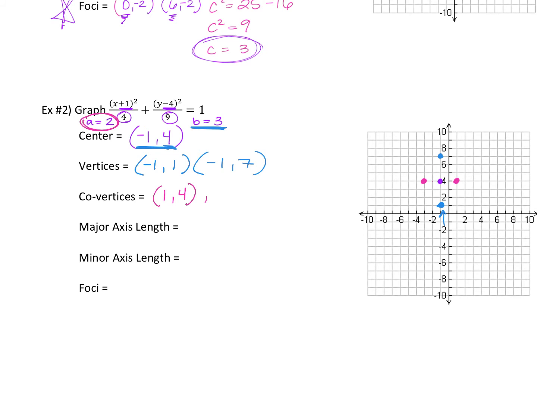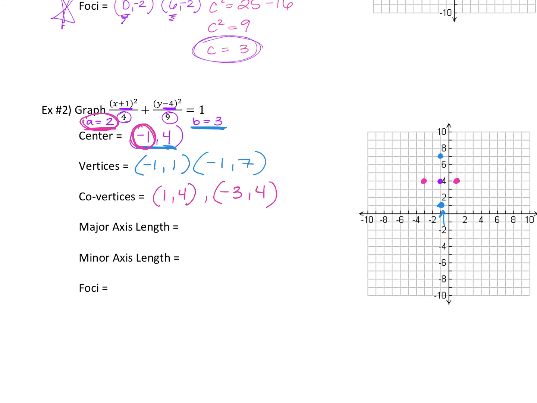No, it wouldn't. It's +1. I'm looking at the wrong point. So 1, 4 is the pink point on the right. The pink point on the left is your -3, 4. Again, you're just going from this -1, you're going 2 to the left and 2 to the right. Okay. So that's your co-vertices.